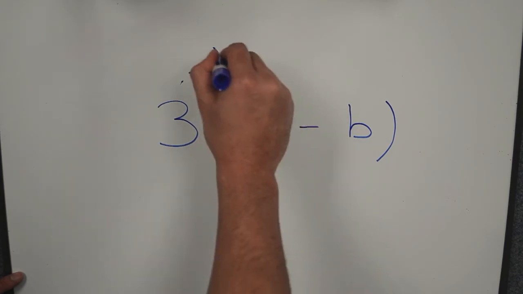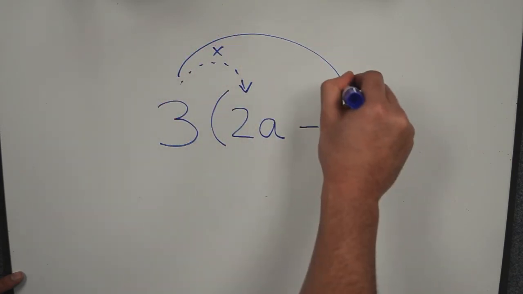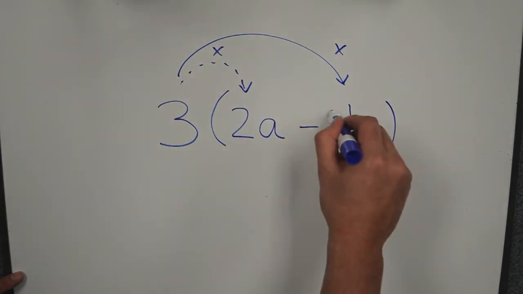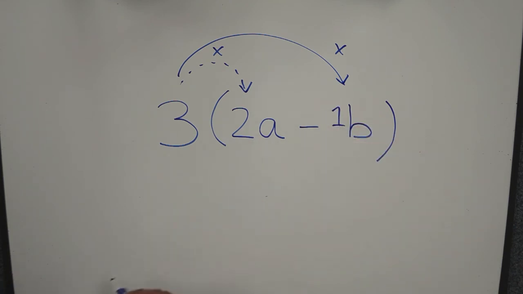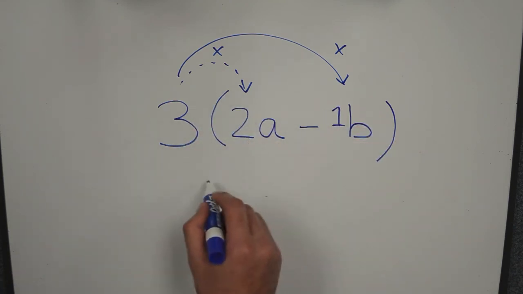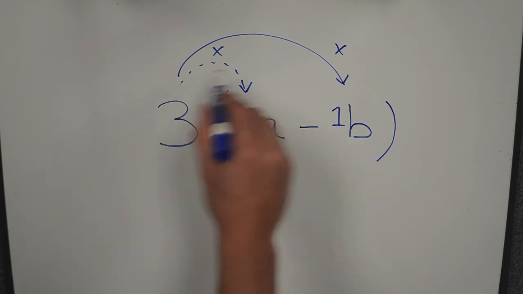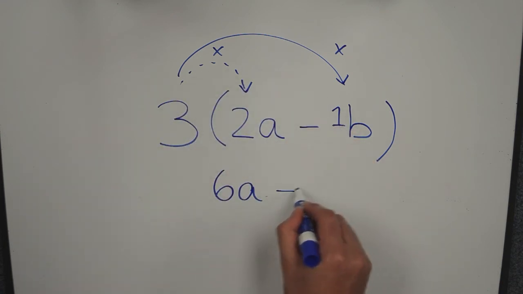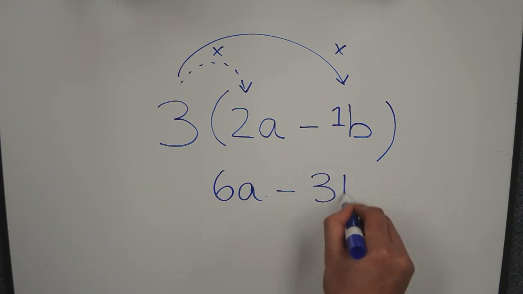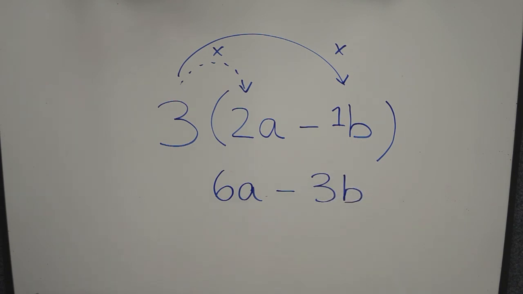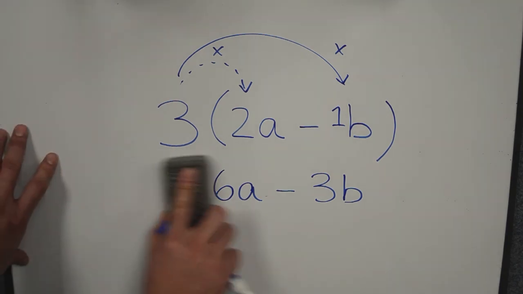So hopefully you got a chance to try it out. If you didn't, pause the video, give it a shot. But if we want to do it together, here we go. The number out in front multiplies by the first number inside the bracket. 3 times 2 is 6, and the a stays the same. I have a minus sign there. 3 times 1 is 3, and the variable stays the same. So this time my answer has two different variables in it, 6a minus 3b.